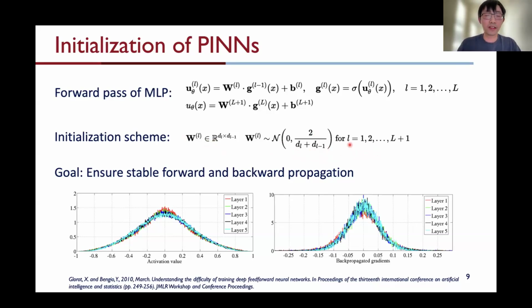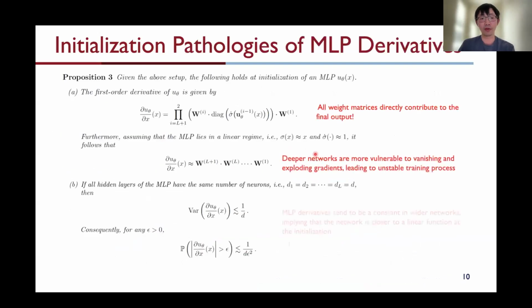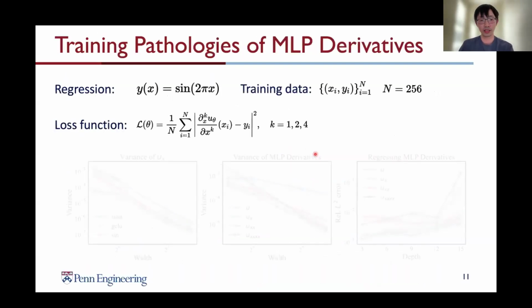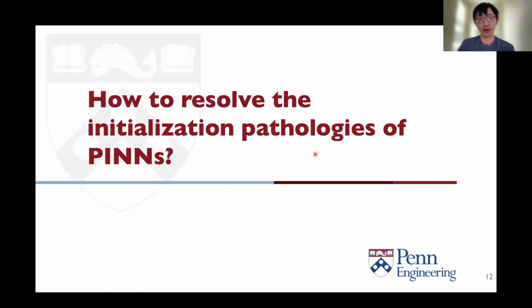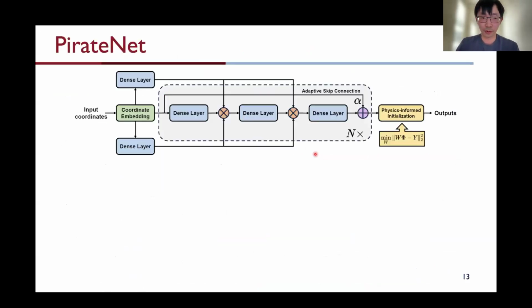But at the end of the day, I found that it's really hard to balance. In the sense that I can find a very good initialization scheme for the network derivatives, but somehow this scheme will result in very poor trainability of the network itself. So I can't say it's impossible, but it's a really tough direction to try. But alternatively, we propose this architecture called PirateNets that can solve the problem in a different way.